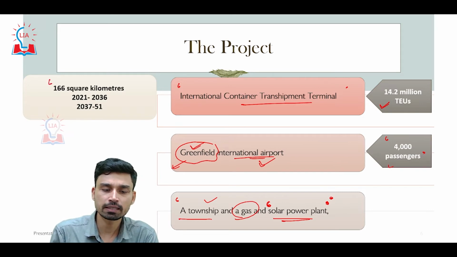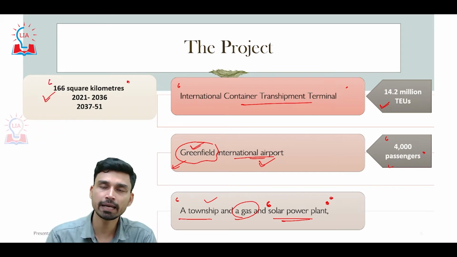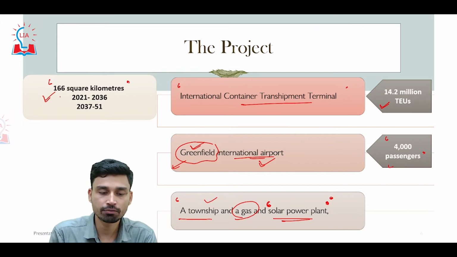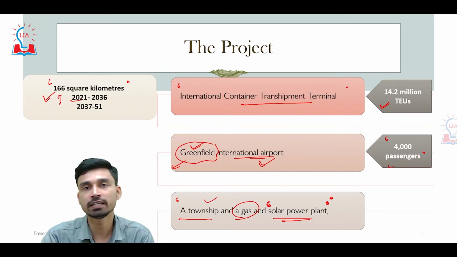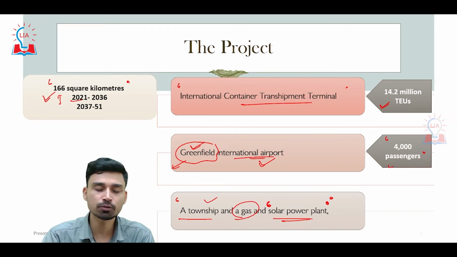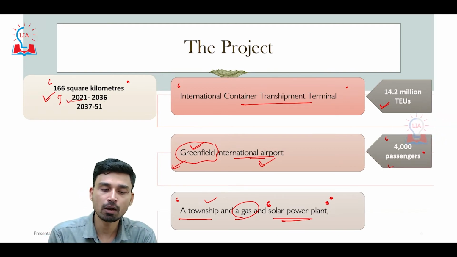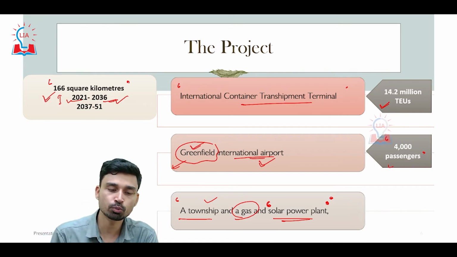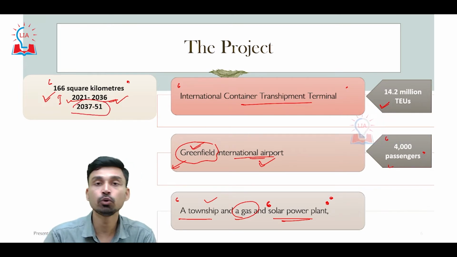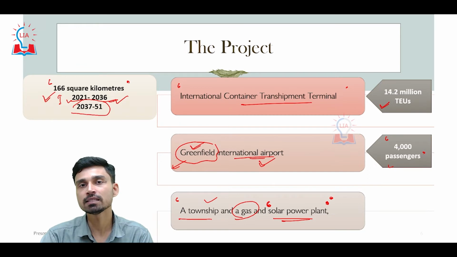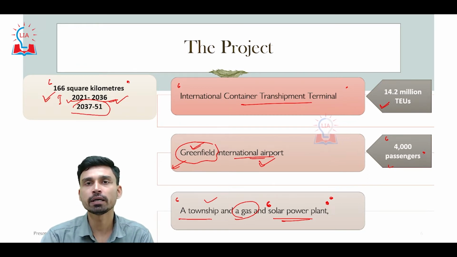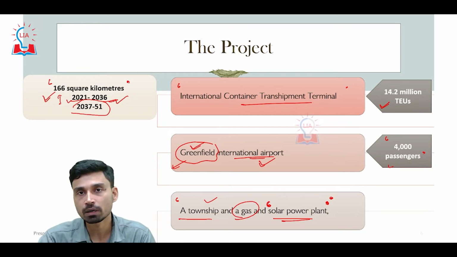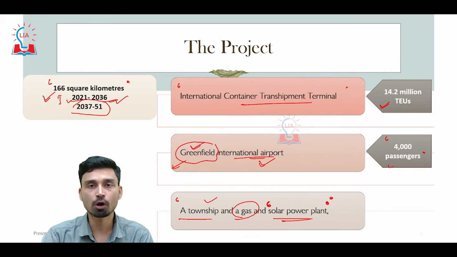The project will cover almost 167 square kilometers, and it will be completed in two phases. Phase 1 of the project was to begin in 2021. Now it has been delayed, so it will begin in 2022, and it will go all the way up to 2036. The second phase of the project will go from 2037 to 2051. So as we can see, this is not a short-term project, but a project that will span the upcoming decades, and that is why its importance should be highlighted.